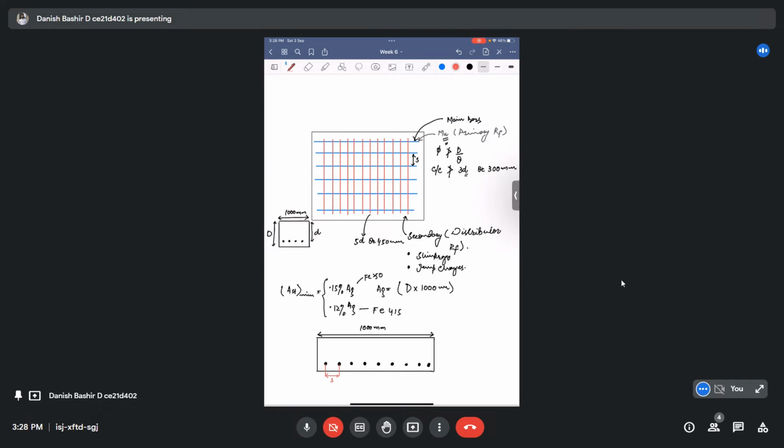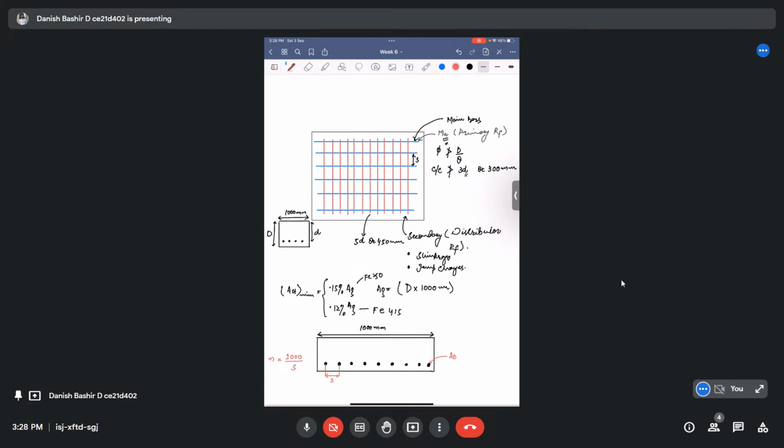So if I say the cross-sectional area of one bar is AB, and the spacing is S, and the total width is 1000 mm, then the number of bars in 1000 mm will be 1000 divided by S, because the spacing is S.